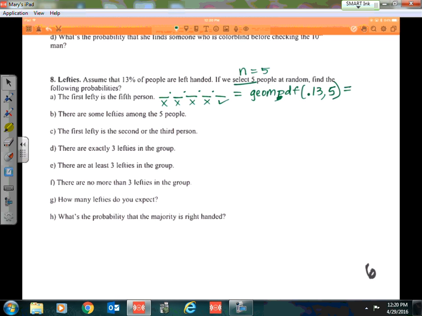All right, B. There are some lefties among the 5 people. What does it mean if there are some lefties? There's at least one lefty. And what do you know about at least one?